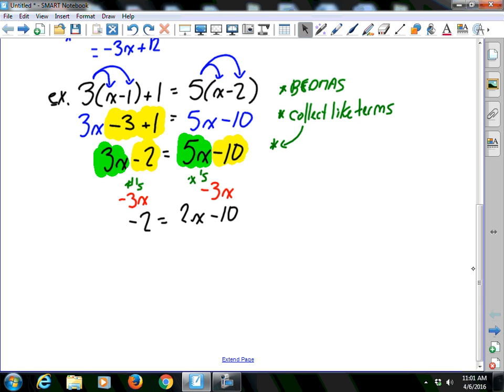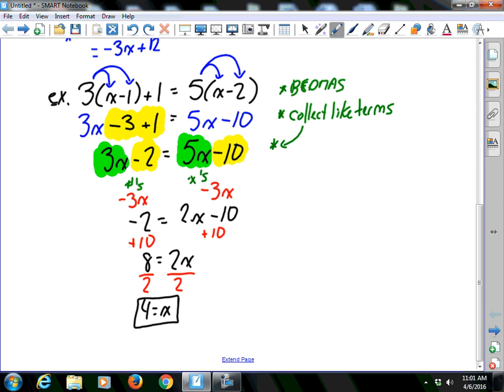Now, looking back here, we want all the numbers on the left, and we said negative 2 and negative 10 were like terms, so the opposite of minus 10 would be adding 10 to both sides. So on the left side, 10 take away 2 is 8, and negative 10 plus 10 is nothing, so we're just left with 2x. Now we have an easy one-step equation to solve for x, and we just simply divide both sides by 2. So 4 equals x, or x equals 4. Okay? That's one kind of equation you'd face.